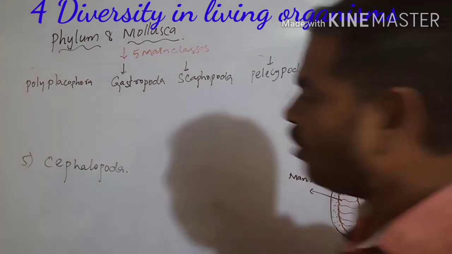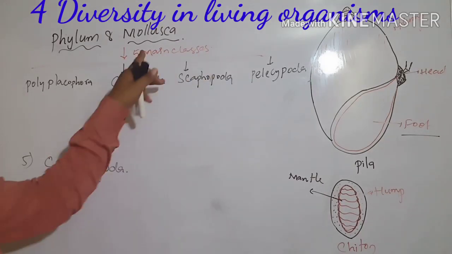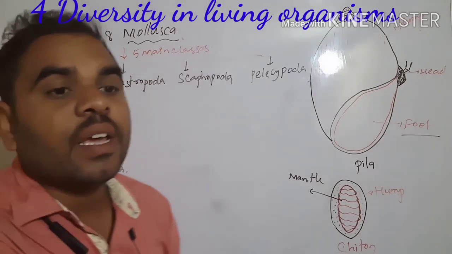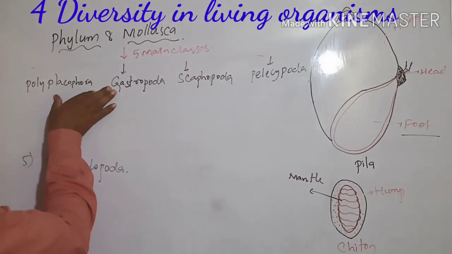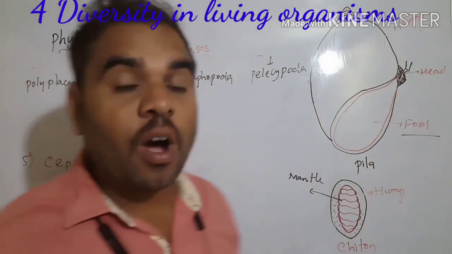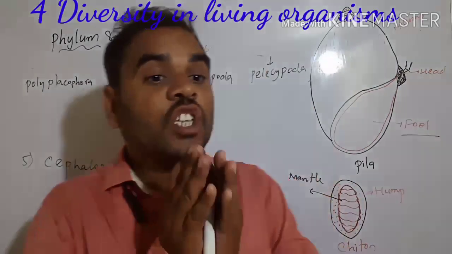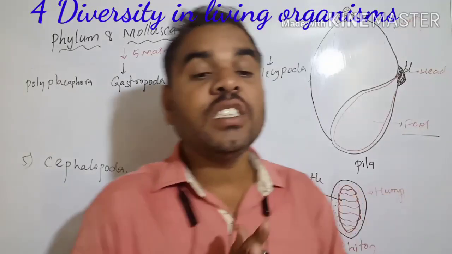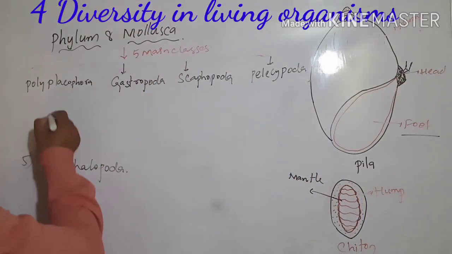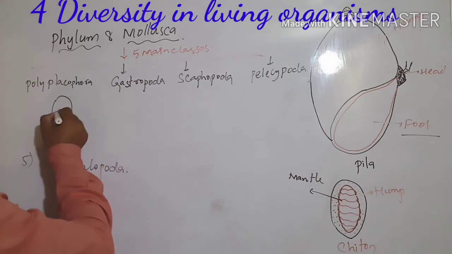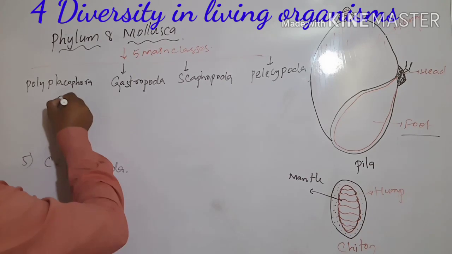Next we have to see phylum Mollusca. Five main classes are there. One is Polyplacophora. What is Polyplacophora? Shell composed of calcareous pieces. The best example is Chiton.